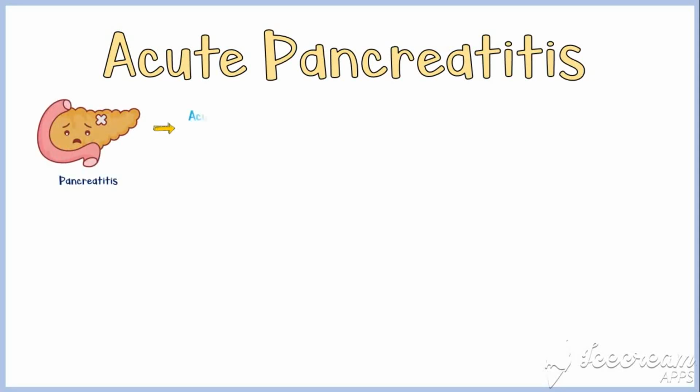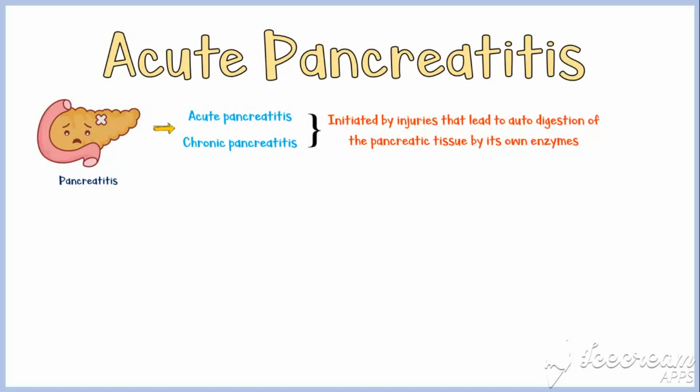Pancreatitis is divided into two forms: acute pancreatitis and chronic pancreatitis. Both of these forms are initiated by injuries that lead to autodigestion of the pancreatic tissue by its own enzymes. Under normal circumstances, the pancreas has several mechanisms that protect it from self-digestion, including the following.